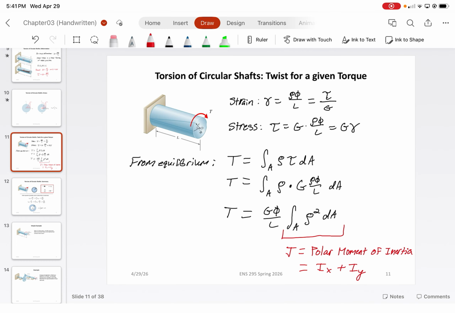So expanding on this, we end up getting an equation for torque is equal to G phi over L times J. But here's the thing. In most cases, we're given a force, and we may want to calculate how much the bar extends, or in this case, rotates. So we could just rewrite this to be phi, the angle of twist, our unknown quantity that we want to generally solve for, is equal to TL over GJ.